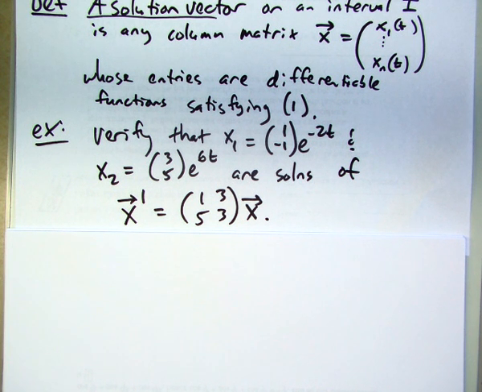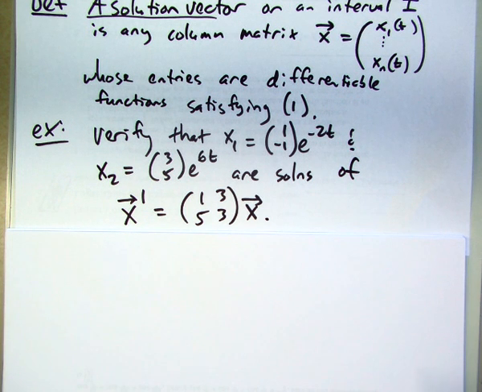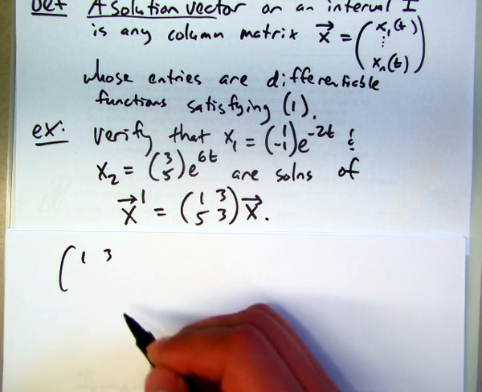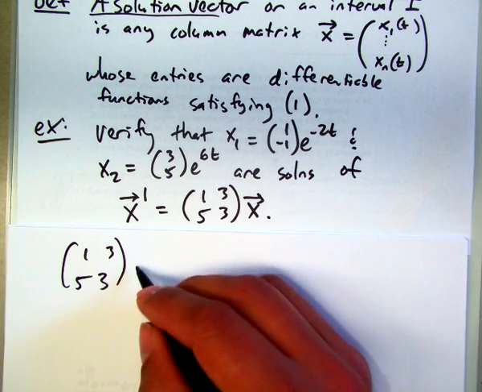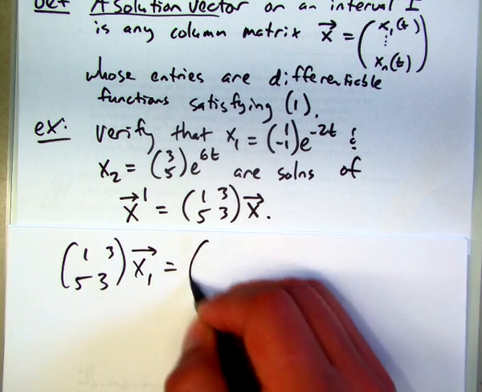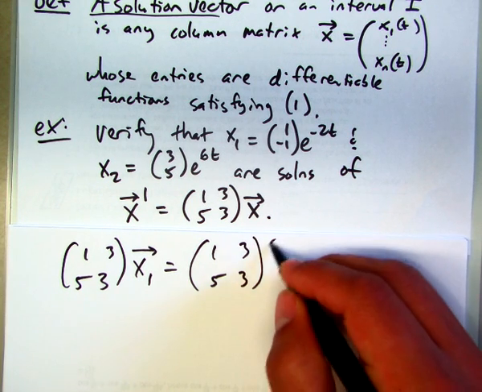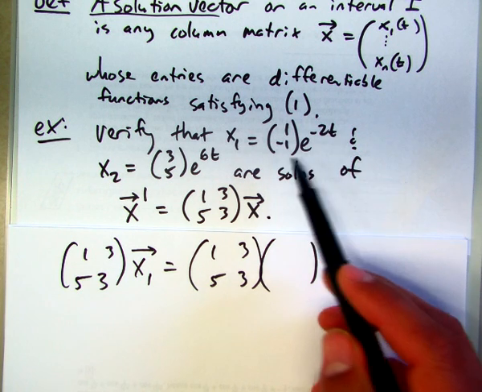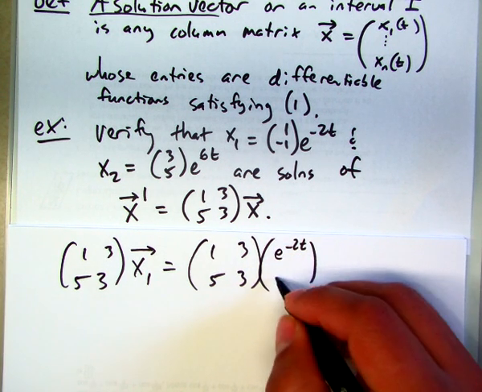So all we have to do is basically plug in x1 into the equation. I would start by taking the matrix 1, 3, 5, 3 and then multiplying it with x1. If I take x1 and write the entire thing as a matrix, this would become e to the minus 2t, and then negative e to the negative 2t.